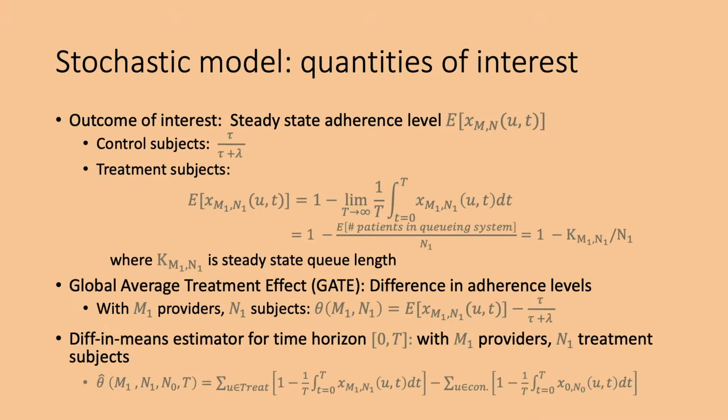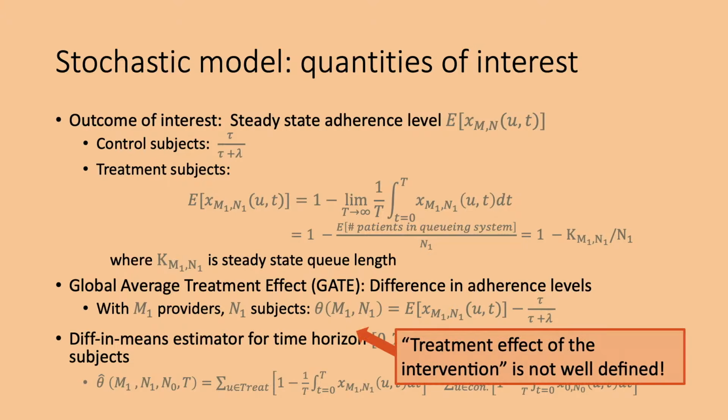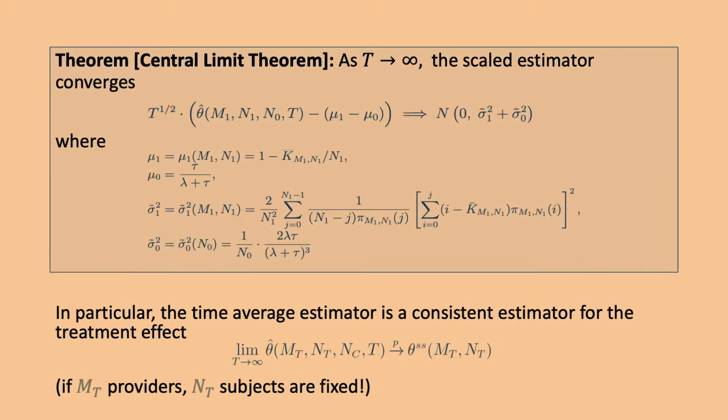Now, the one important thing from this slide is that there are different treatment effects that depend on the number of people in your control group and the number of providers there. And so this is what I meant earlier when I said the treatment effect of the intervention is not well defined. Now it very much is, it's clear that it depends on these two factors. And we can also prove some nice CLTs about this difference in means estimator. We can show that it's consistent to some quantities. Maybe I'll get back to that a little bit later. But there are some nice things that we can say about this.